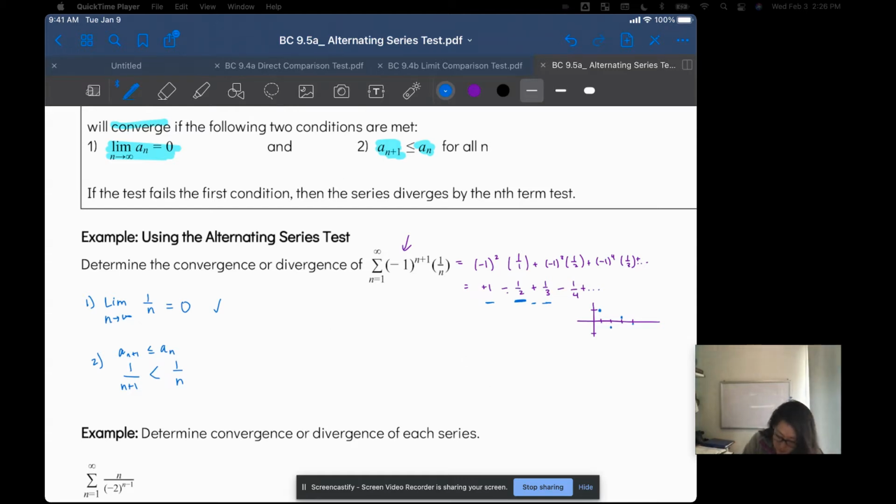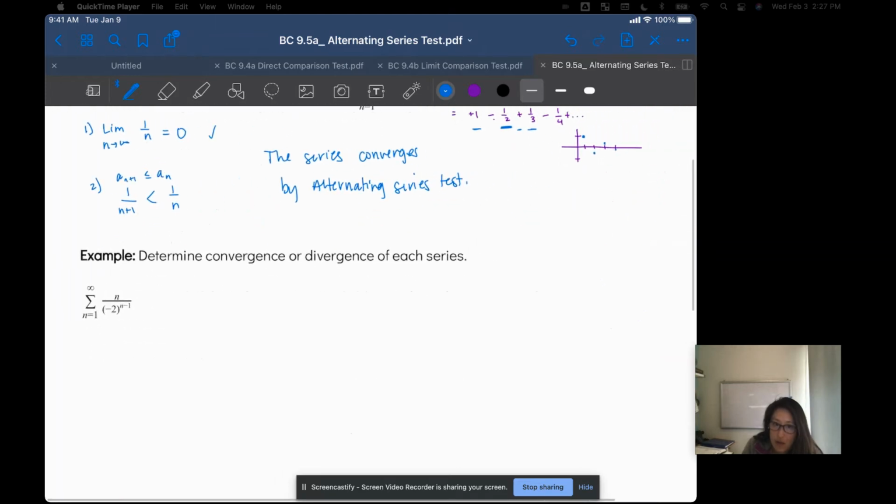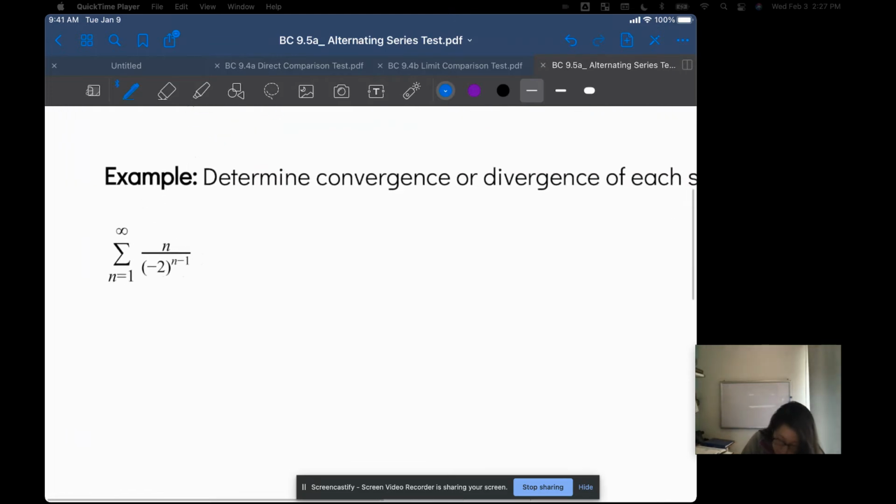So because of this, the series converges by alternating series test. Okay. Next, this one. Whenever the series alternates, alternating series test might be your jam. Okay.